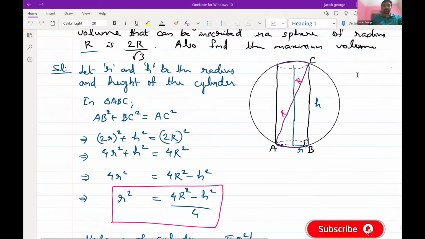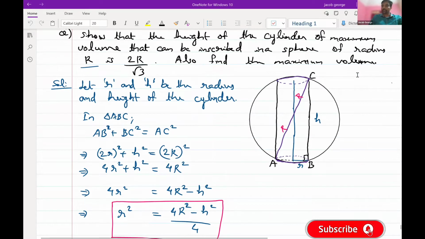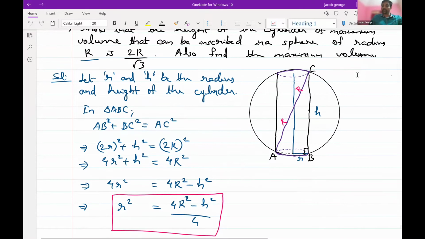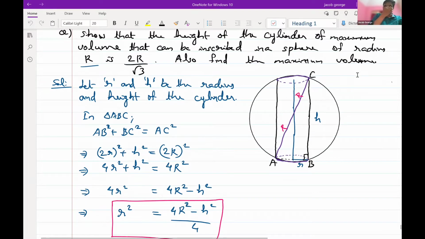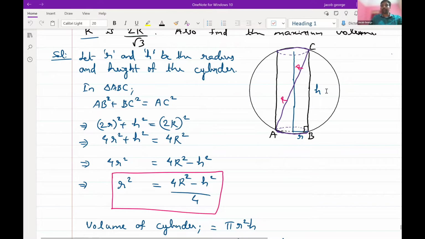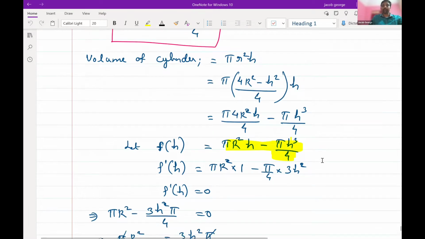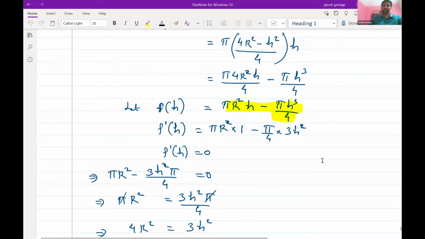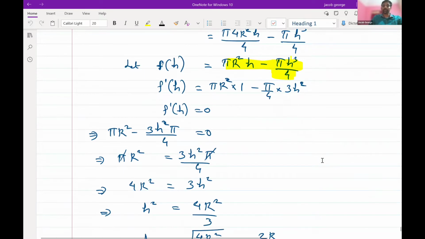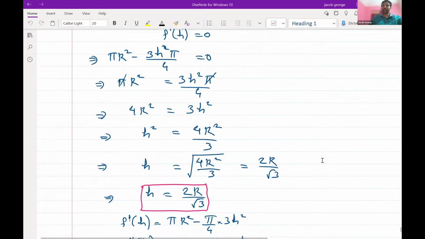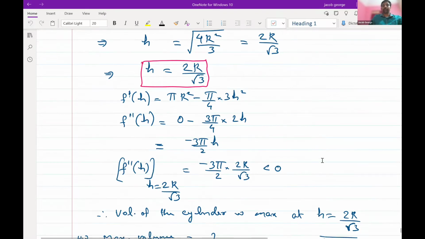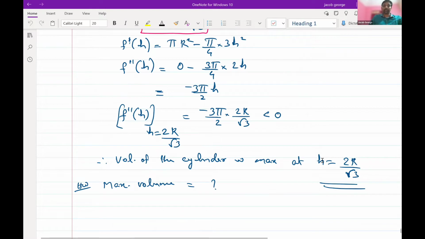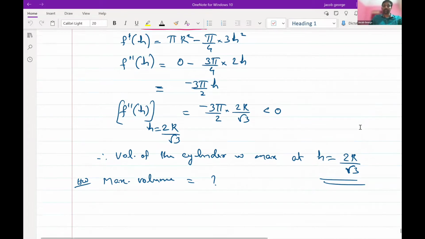So we took the diagram like this, a cylinder that is inscribed in a sphere. Capital R is the radius of the sphere, it was given. So we took small r and small h as the radius and height of the cylinder. Volume of the cylinder we took, then named it as f of h, and f dash h we found and equated it to 0, and h is 2r by root 3. And then we completed the second derivative. Second derivative is negative. Therefore, the volume of the cylinder is maximum.